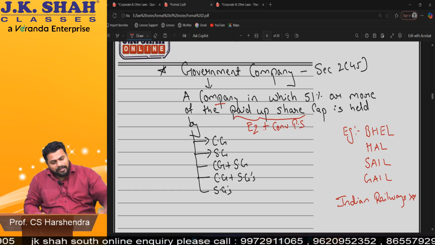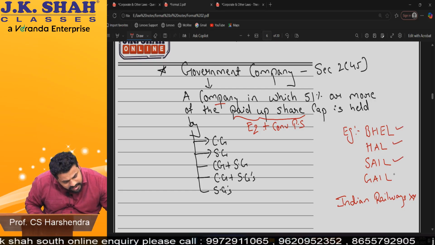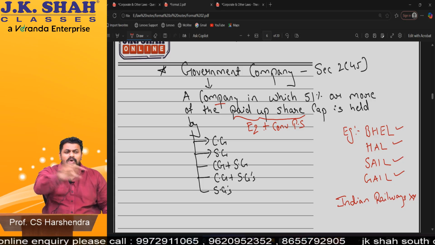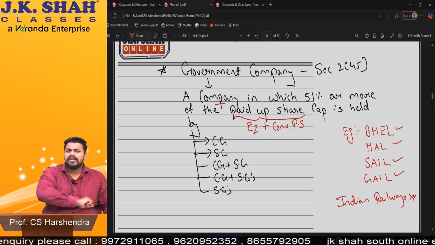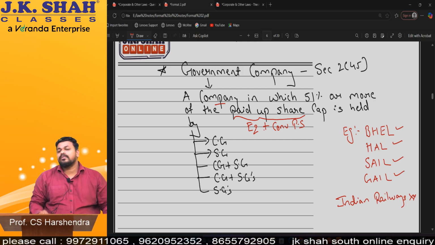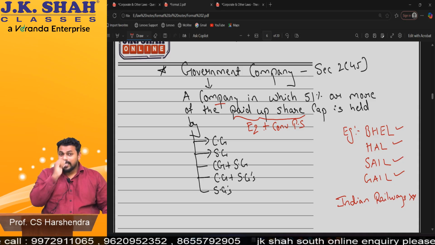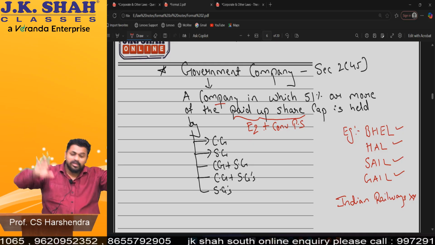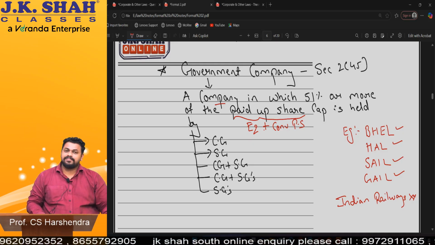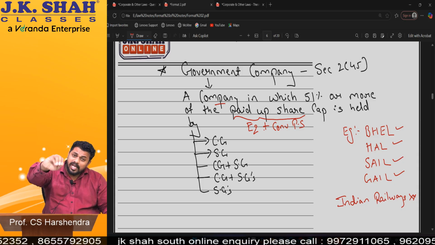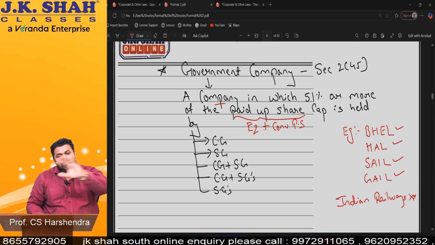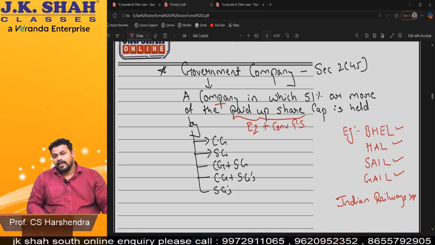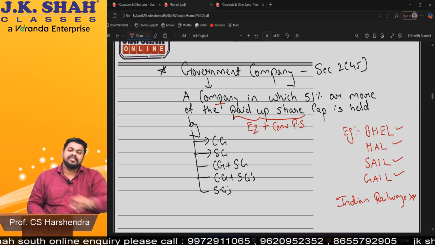Tomorrow if you get a job in BHEL, HAL, SAIL or GAIL, will you be a government employee? Yes or no? The answer is no. You are an employee of the company, not of the government. In tax there is a provision for government employee and non-government employee, so you will fall under non-government employee. Government companies have to pay taxes. Government departments don't have to pay taxes. A government company prepares a P&L account. A government department prepares an income and expenditure account.